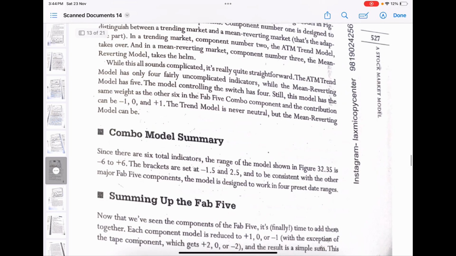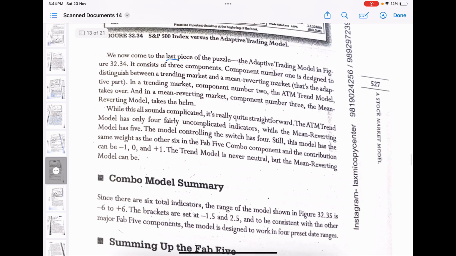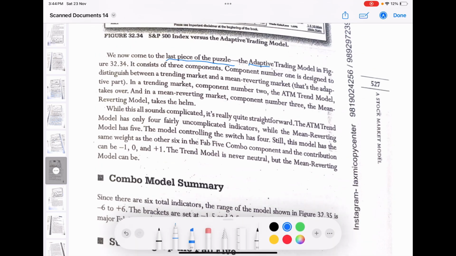Now we come to the last piece of the puzzle, called the adaptive trading model. It consists of three components. Component number one is designed to distinguish between a trending and a mean reverting market. In a trending market, component number two, the ATM trend model, takes over, and in a mean reverting market, component number three, the mean reverting model, takes the helm. So according to whether the market is trending or mean reverting, you are going to choose either model 2 or model 3.